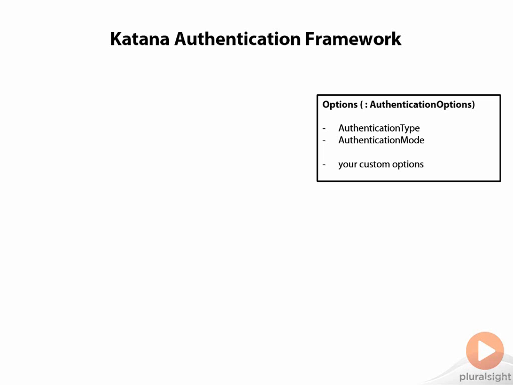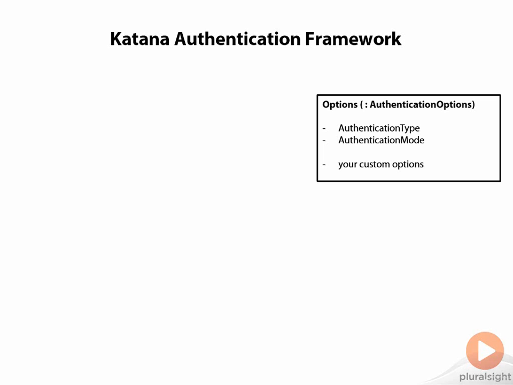And the options class, think of it kind of like a class that holds your configuration. To do that using the Katana framework, you have to derive from a class called authentication options. When you derive from that class, you basically inherit two important properties. One is called the authentication type, and that is basically the name of your authentication method. And if you go back to the architecture module, you'll see that every authentication middleware has a name, and that name can be used to invoke it, for example, at some later point. So it's important to have a name.